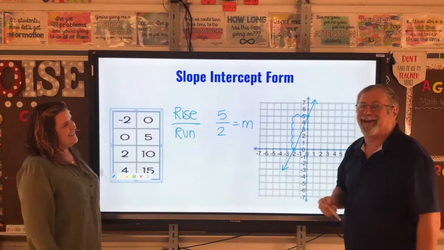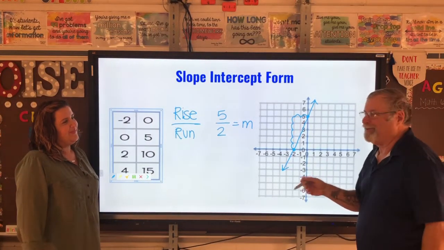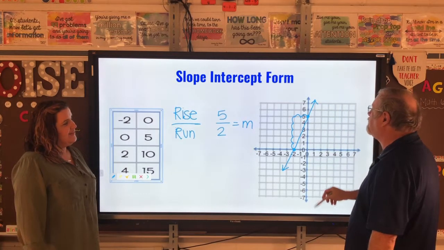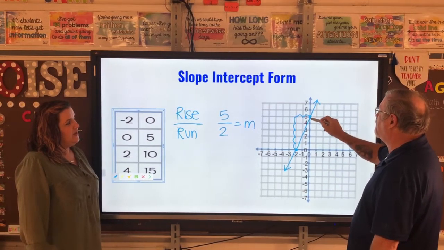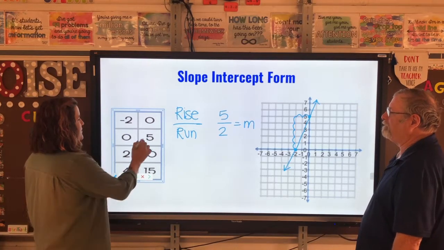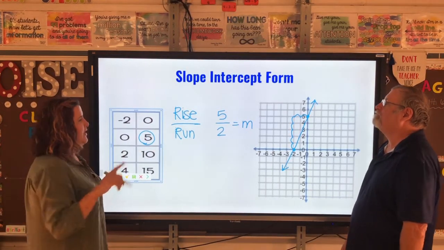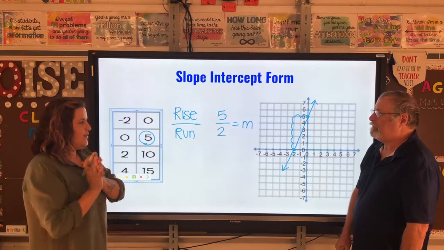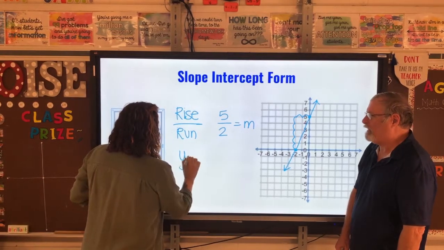Okay, so if I want to find the y-intercept, which is very technical, I just have to look at the y-axis and look for where the line crosses it. Right there's the y-intercept. The y-intercept is 5. So I can combine that all together now, and you can write out that whole equation.